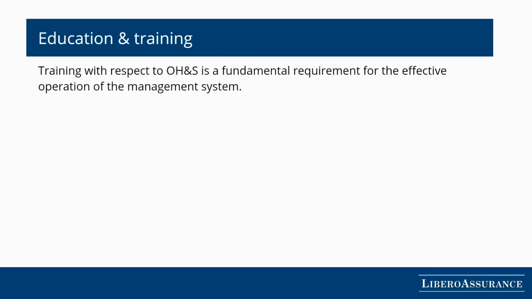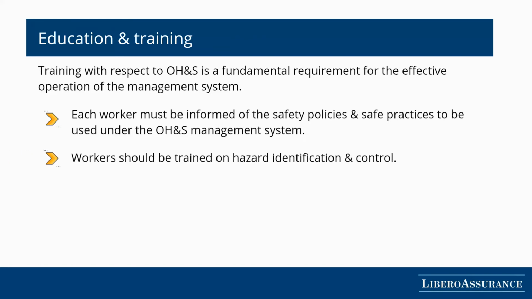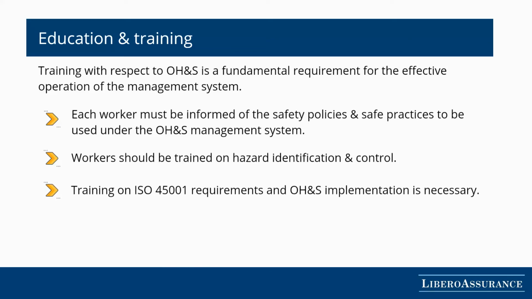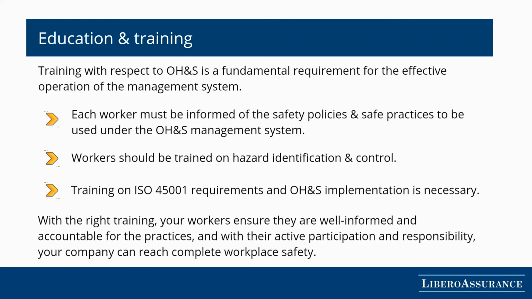Training in occupational H&S is a vital prerequisite for the management system to function properly. Each worker must be informed of the occupational H&S management system's safety policies and safe practices. Workers must be trained in hazard identification and control, ISO 45001 requirements, and occupational H&S implementation. With the proper training, your employees will be well informed and accountable for the practices, and your organization will be able to achieve comprehensive workplace safety with their active participation and accountability.